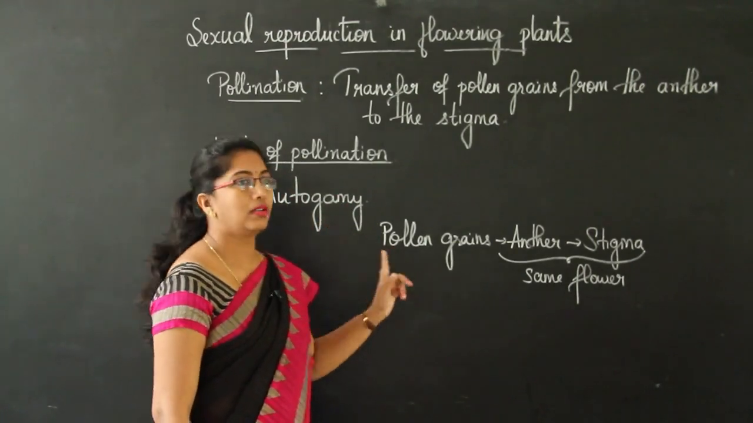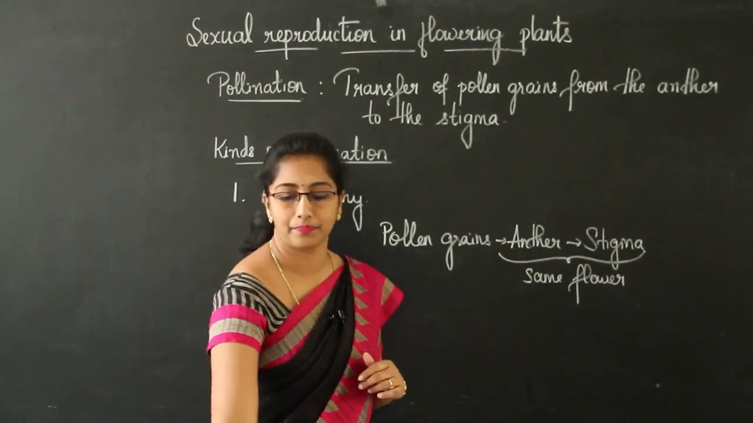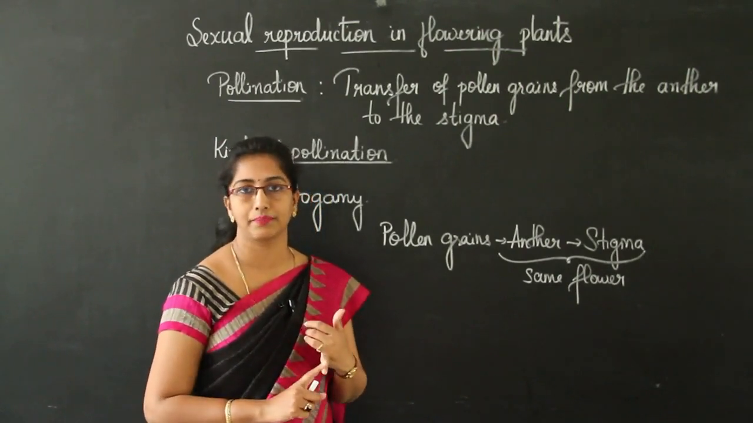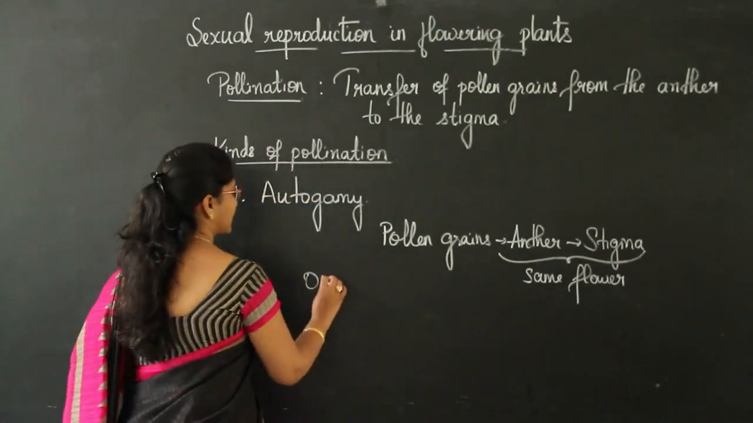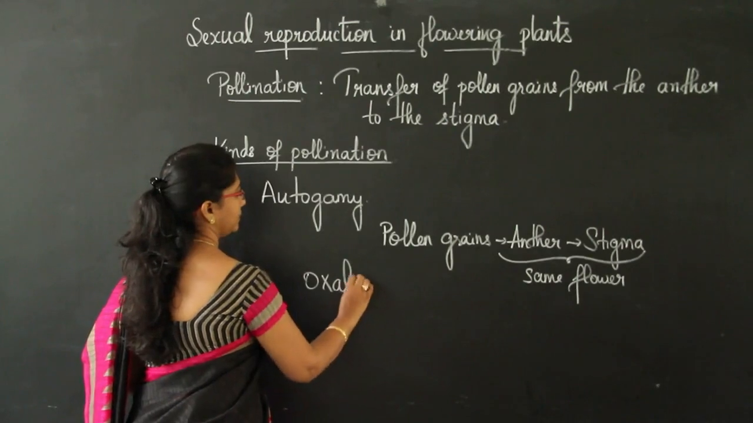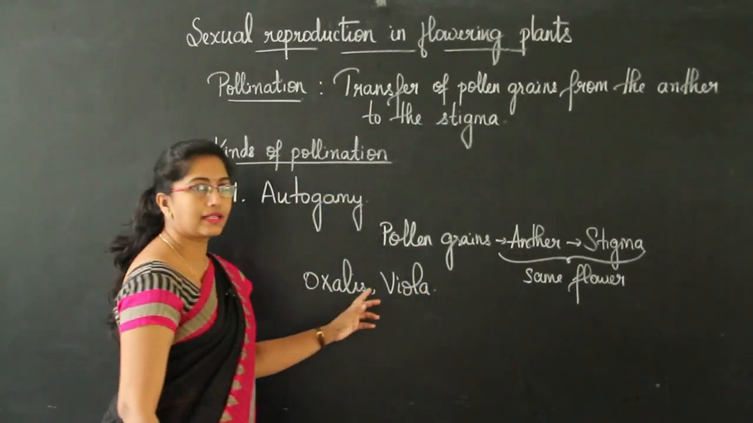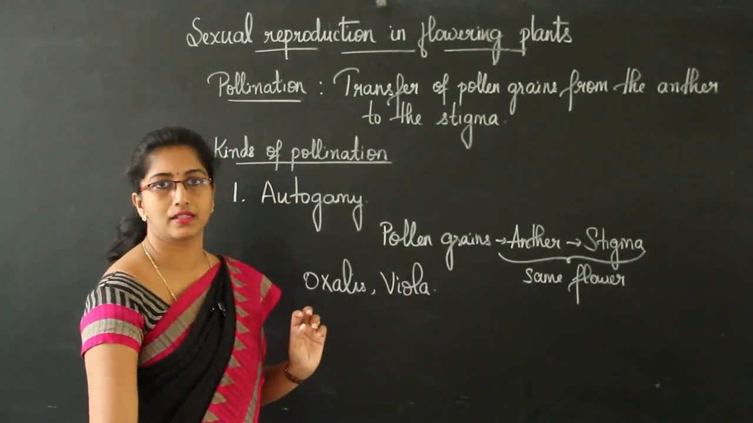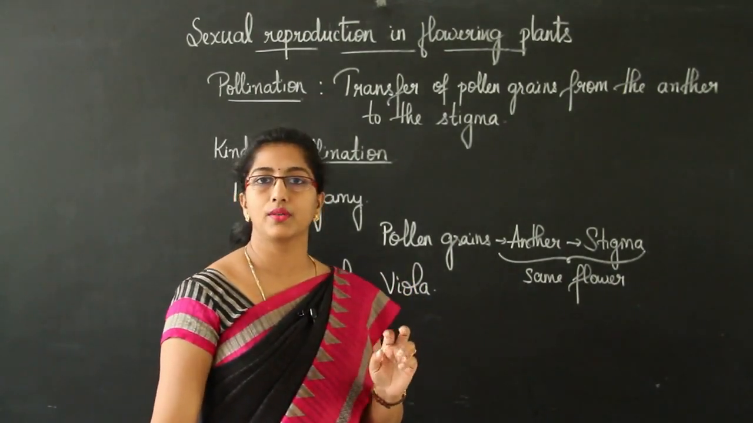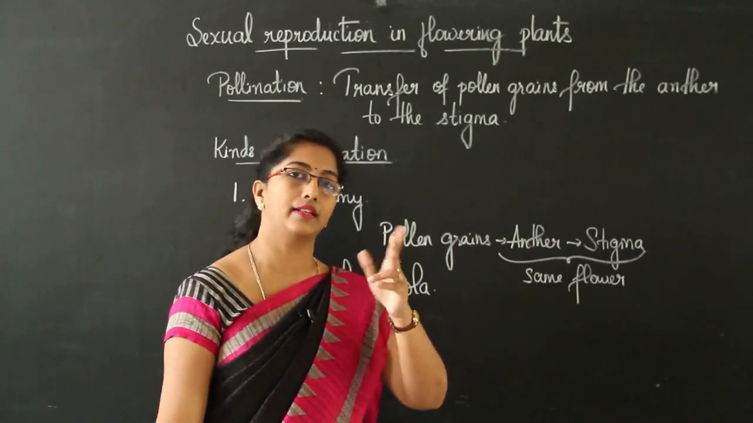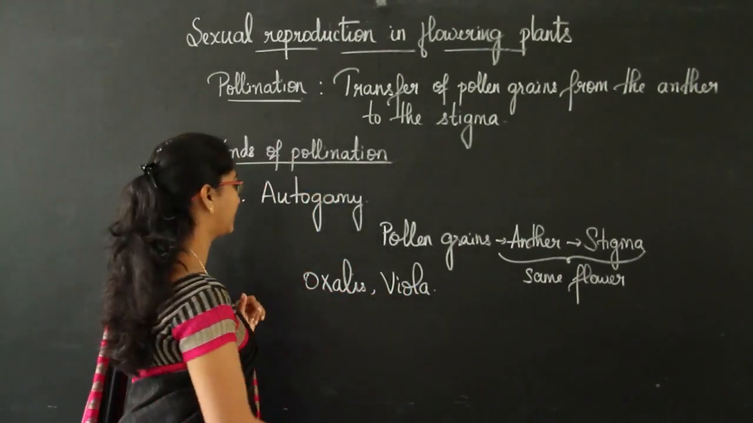So in some plants, for example, oxalis, viola, we see that they produce two types of flowers. Both are bisexual, but there are two types of flowers. So, we will see what they are.